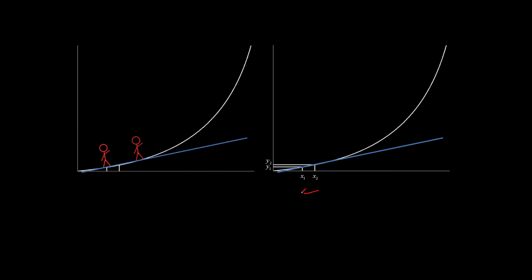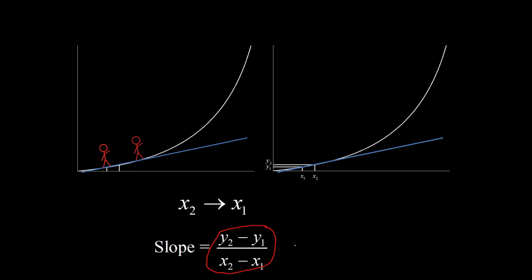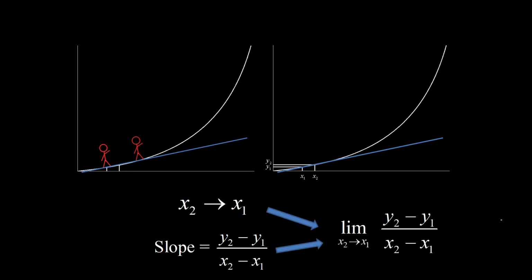So connecting this then to some math, what I'm saying here is x2 is approaching x1. And remember, we still have the standard slope formula. This is everything you learned from algebra here, the standard slope formula. And what we're going to do is take approaching and combine it with the slope formula with the limit. So we're going to take the limit of the slope formula you learned in algebra as x2 approaches x1.